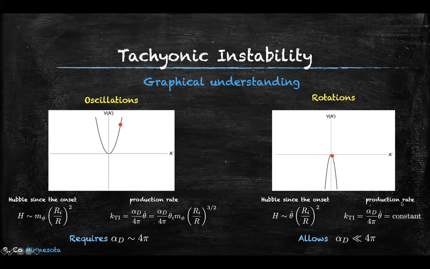The point is that the production rate is given by theta dot, and in some cases, this theta dot is actually a constant. So this process is actually IR dominated. The longer you wait, the more efficient this rate becomes. So even if you start with a very large Hubble rate, the only thing you have to do is wait long enough so that Hubble drops below the rate and then efficient production occurs. In that case, we allow alpha D to be very small.